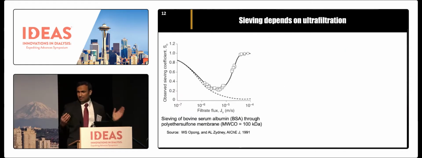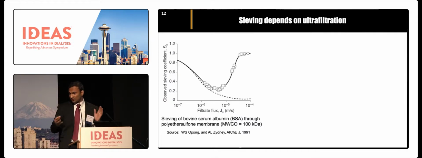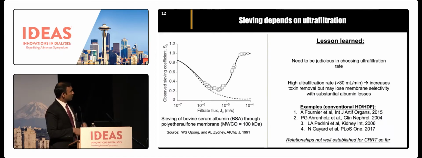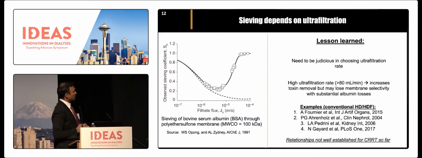And so this is just some example, maybe, of sieving a bovine serum albumin through a polyether sulfone membrane. This is operated in a net ultrafiltration mode. What you typically see is that the sieving coefficient starts high. When you increase the filtrate flux, it goes down to some value, and then it goes back to 1. So the main lesson that needs to be learned just from a physics standpoint is that you need to be very judicious in choosing your ultrafiltration rate.